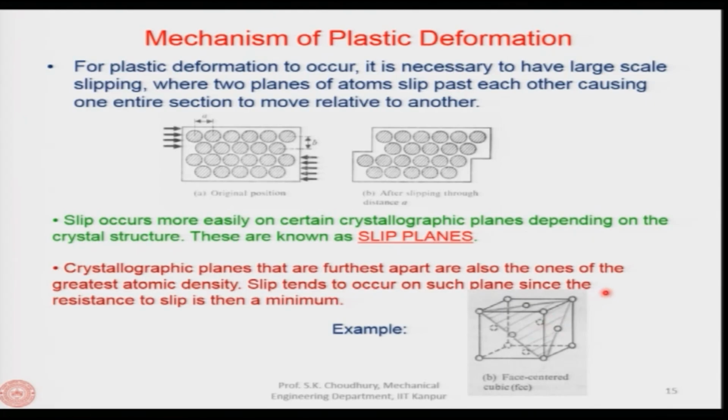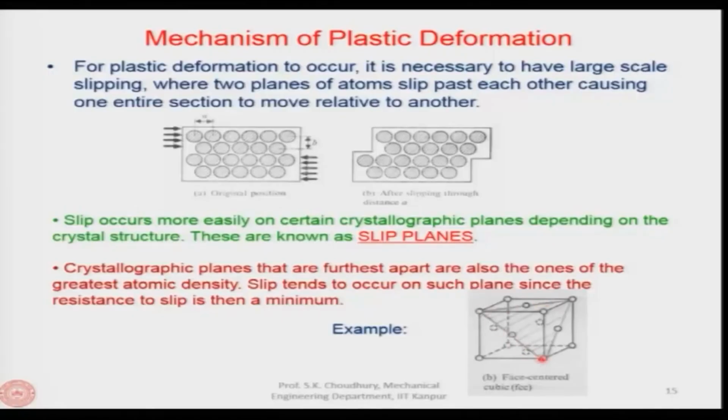Now, if the two layers have the maximum atomic density, then in between them the resistance to plastic deformation will be minimum. Therefore, the material will deform along this plane because it gets the minimum resistance to plastic deformation. These two layers are farthest apart because they have the maximum atomic density, and I have shown you how that happens in this example of the FCC, face centered cube.